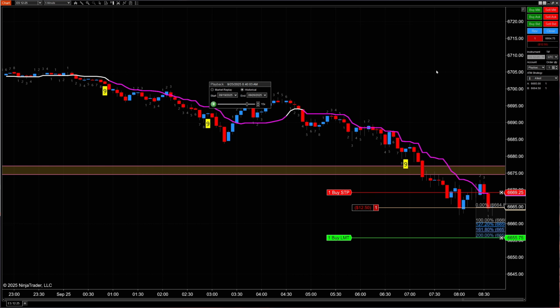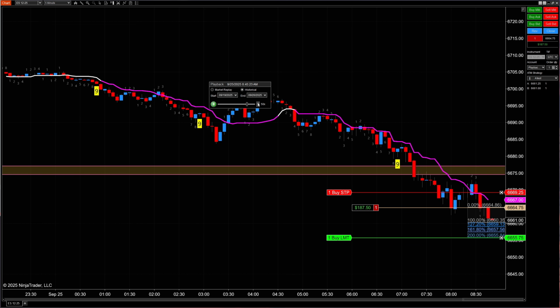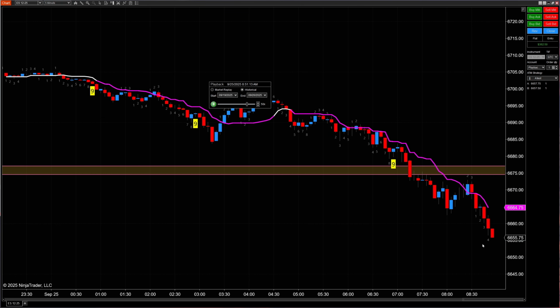And if you want to get used to seeing bigger numbers move on the screen, well, guess what? Playback is a perfect environment to do that in. The reason for that is any money lost is simply fake money. We do not get to keep any money that is made during this process. Let me remove the fib real quick, and there you go. Bada bing, bada boom. We got our 2-to-1 reward to risk ratio.